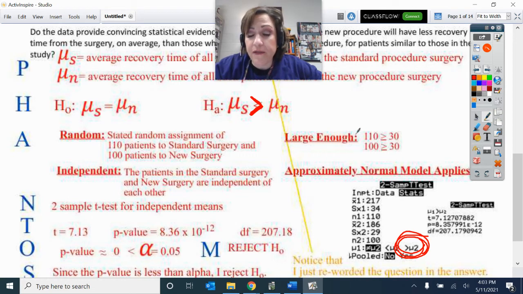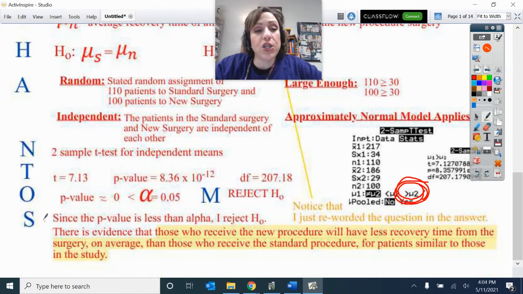All right, large enough? Yes, we are stating that both of these are greater than or equal to 30. So because of the central limit theorem, the approximately normal model applies. This is a two-sample t-test for independent means. You didn't have to write the word independent in there.